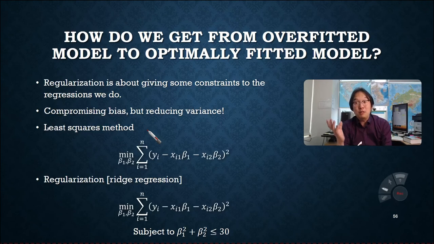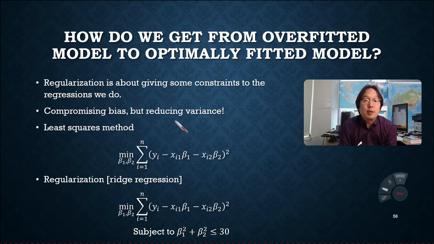What do you mean, constraints? Didn't we have enough constraints in the first place? No, we were just minimizing the squared distance, right? But we are adding one more restriction, compromising bias but reducing variance. That is a purpose. Least squares method by Gauss looked like this.